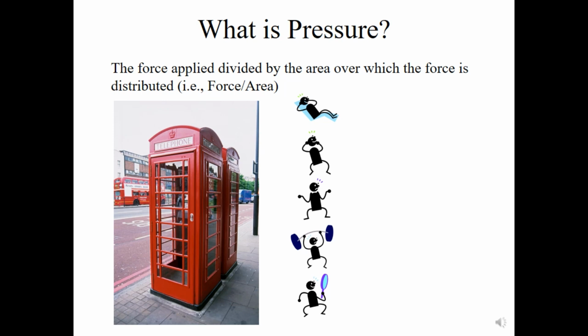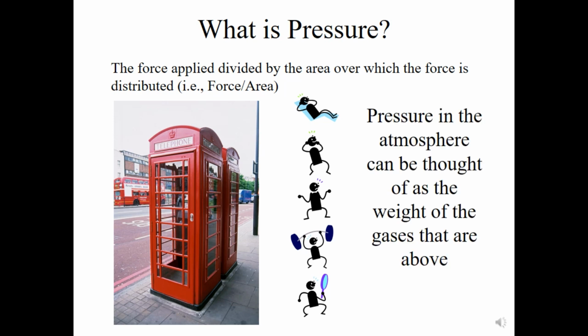And as the mass above the person at the bottom continues to increase, so does the pressure on them. The person on the top has very little pressure on them because they don't have much weight above them at all. So we actually define pressure in the atmosphere as the weight of the gases that are above.